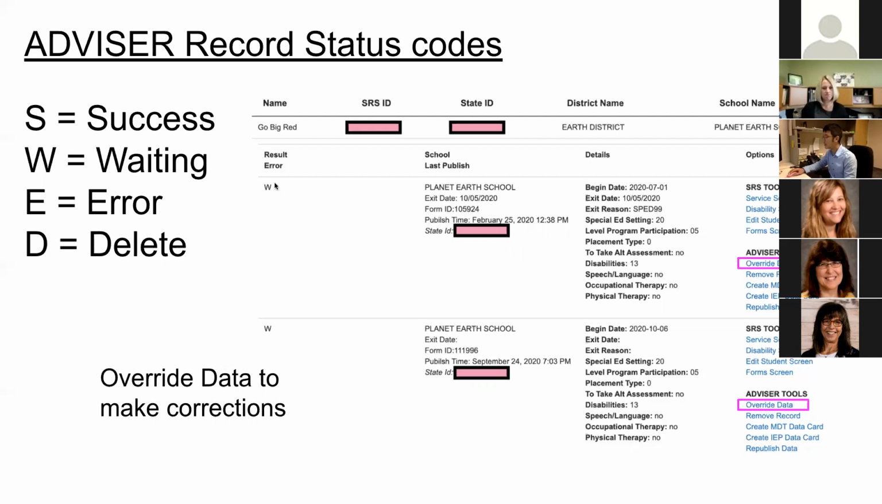to NDE. If you refresh your page 2 or 3 minutes later, you'll see the W will change to an E or an S depending on whether it's successfully published or not. And of course, E stands for error.